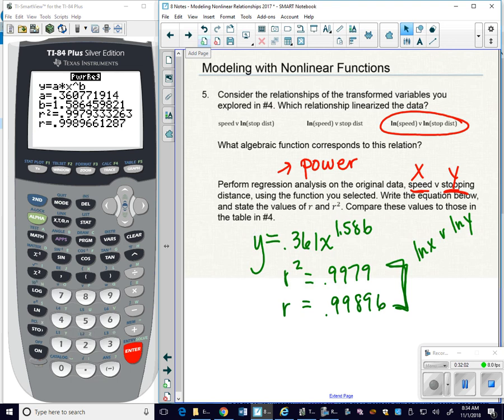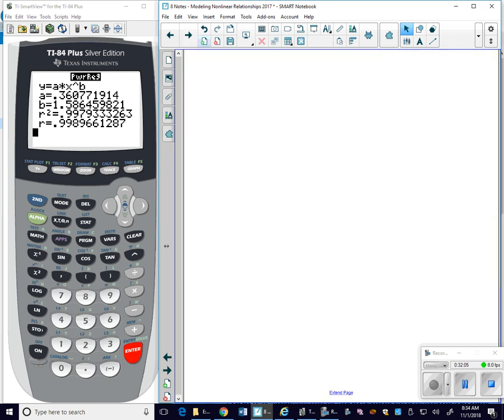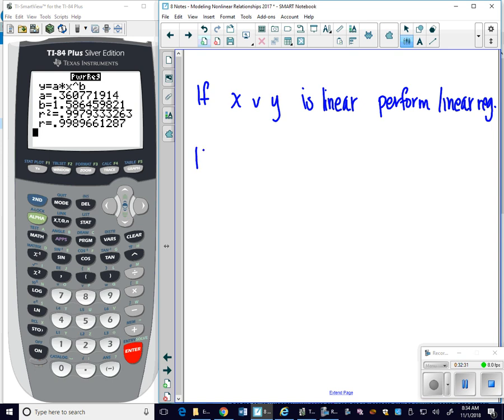So let's just rehash this a little bit before we jump into any other types of transformations. Not all of the transformations we do are going to correspond nicely to another model, but I know there's not a space on your paper for this, but you might want to write this down. If x versus y is linear, then you're going to perform linear regression. If the natural log of x versus y is linear, then you're going to perform logarithmic regression.